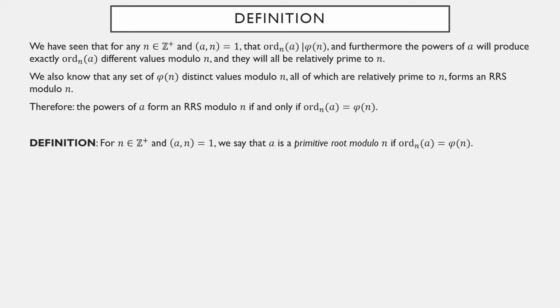Therefore, we define a to be a primitive root modulo n if the order mod n of a is the biggest it could have been, phi of n. In other words, if the powers of a will form a reduced residue system mod n.